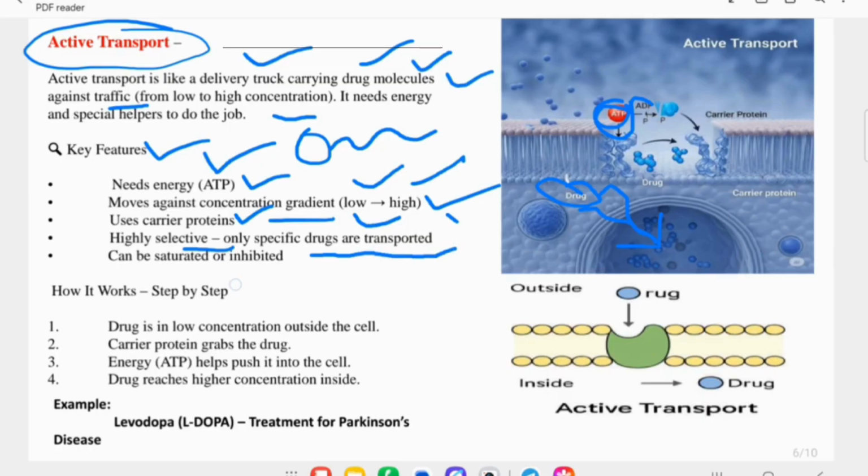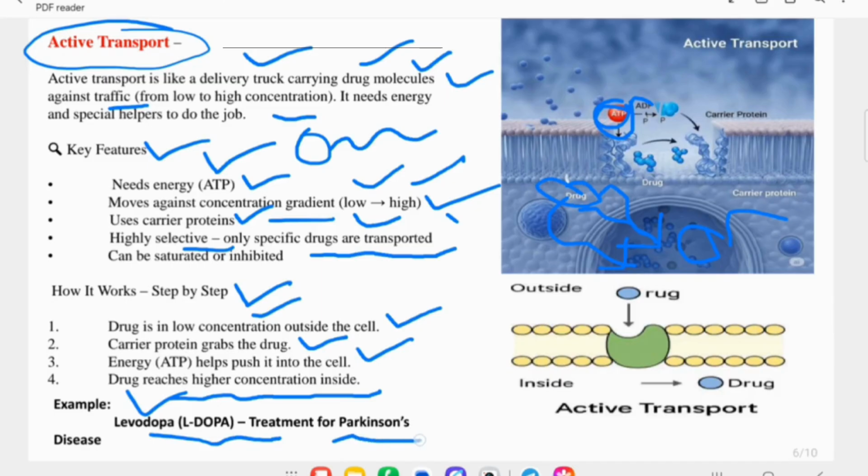How is it going to work step by step? So drug is in low concentration outside the cell, then carrier proteins grab the drug, and the energy ATP helps to push it into the cell, then drugs reach the higher concentration inside the cell. As we see in this diagram, here are the drug molecules. It is grabbed by the ATP molecules. The drug is taken into the cell. An example for this type of mechanism is levodopa, which is used in the treatment of Parkinson's disease.